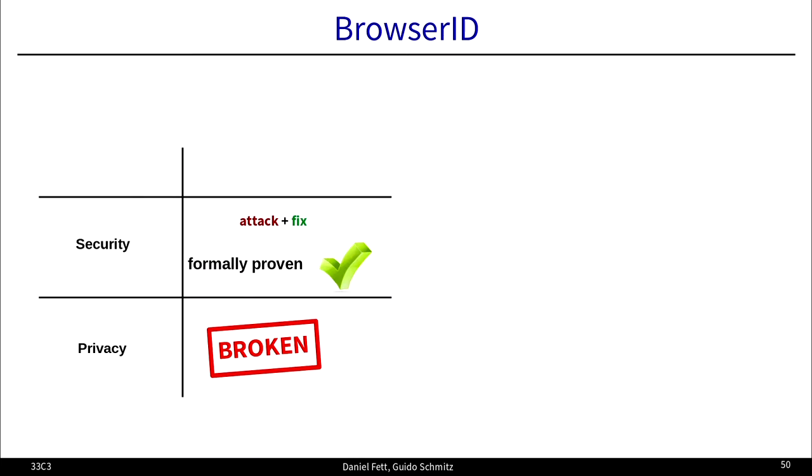Okay, so to sum up, BrowserID: we found attacks, but we were also able to fix them with respect to security. And we also used our formal methods to prove the security of the fixed BrowserID system. But privacy is broken beyond repair.